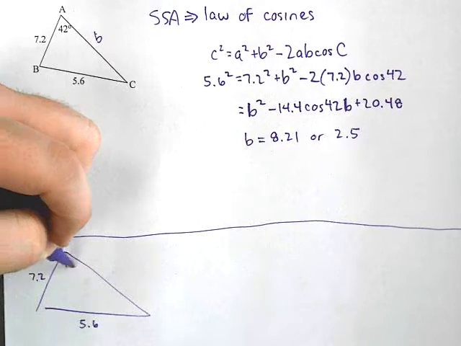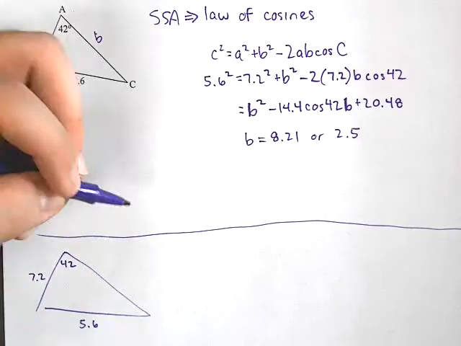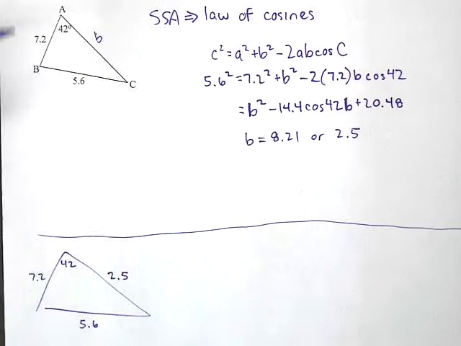This is always going to be 42. Here's the deal. This can either be the 2.5 or the 8.21. All right, so I'm going to do this problem twice.